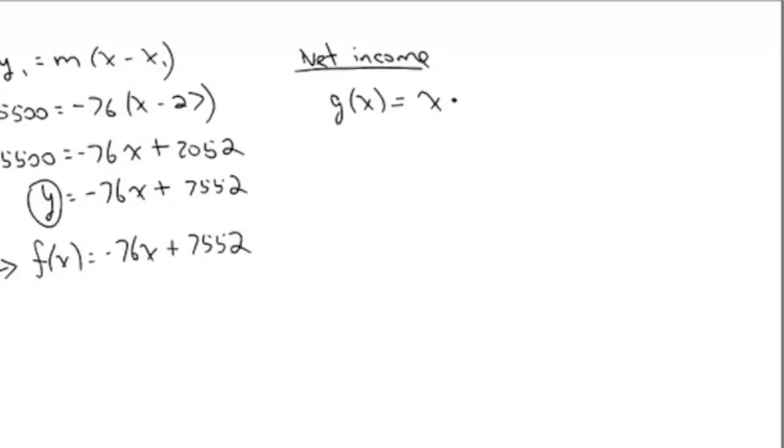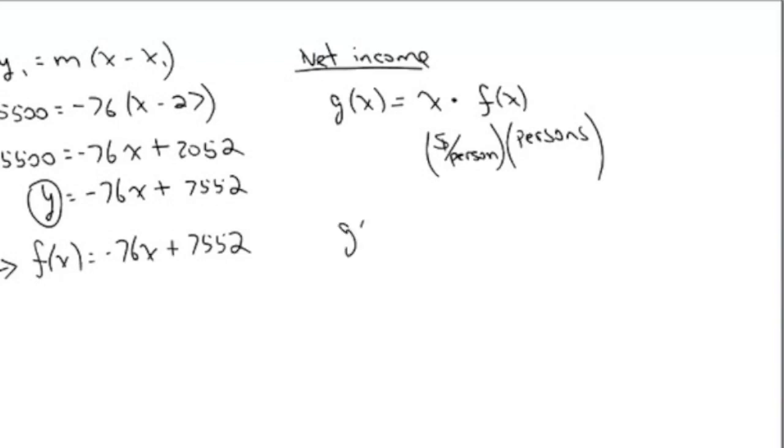So x is the price of the ticket. f of x is the number of tickets sold. So g of x is going to equal the price of the ticket times f of x. This is the same thing as money per person times persons. What happens to the persons? They cancel out, and you get cash.